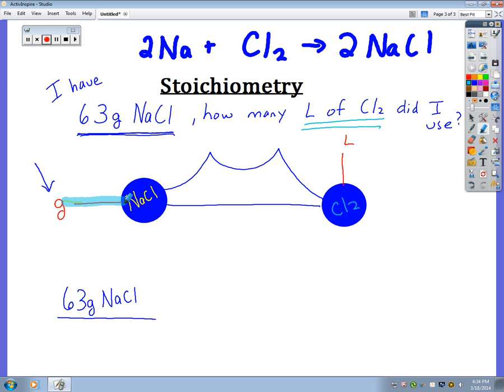Then I need to cross my bridge. I meant to change colors, sorry. I need to cross my bridge and use my molar ratio. That's my second step. And my third step is to go up here to liters. So I have 3 steps. Let's go ahead and do them.